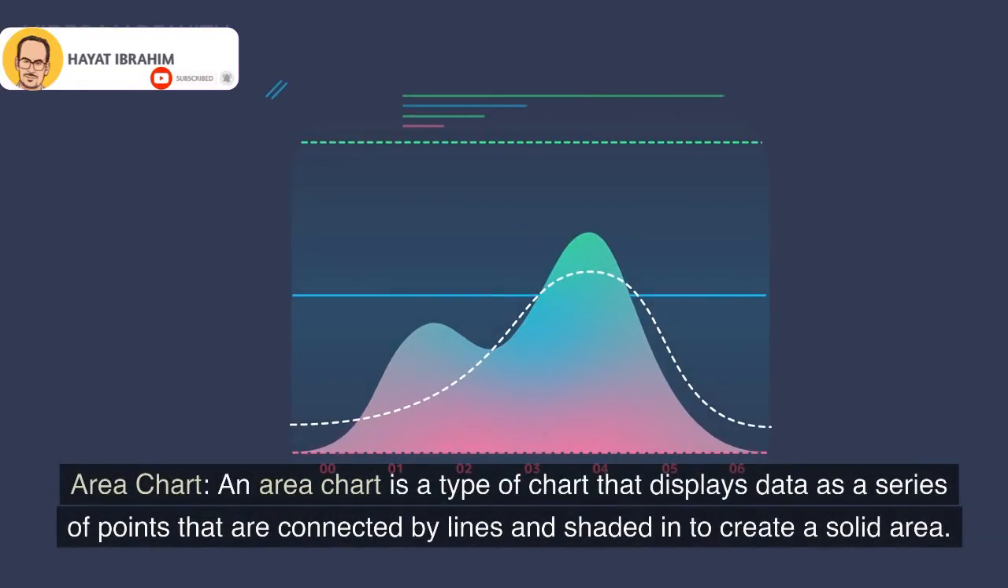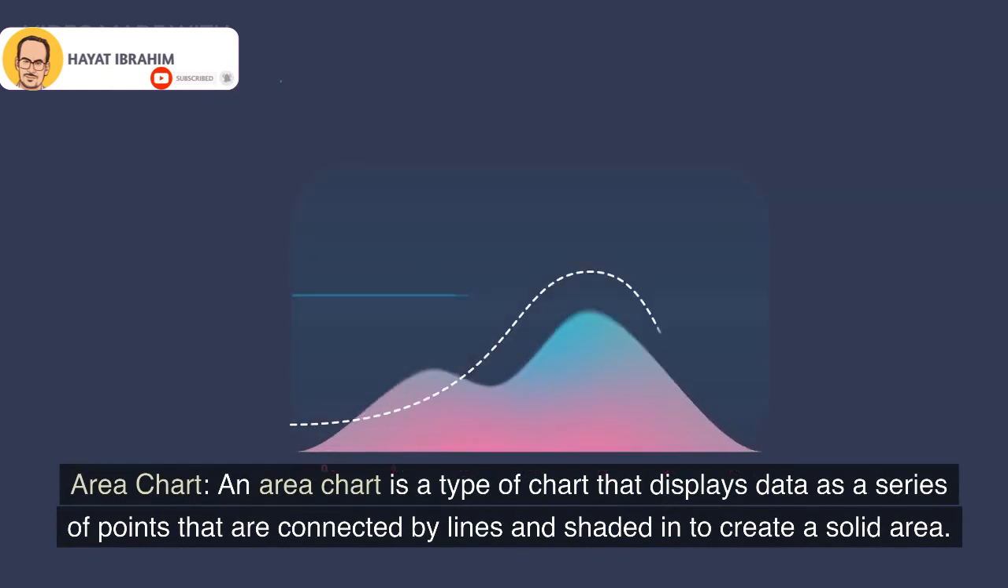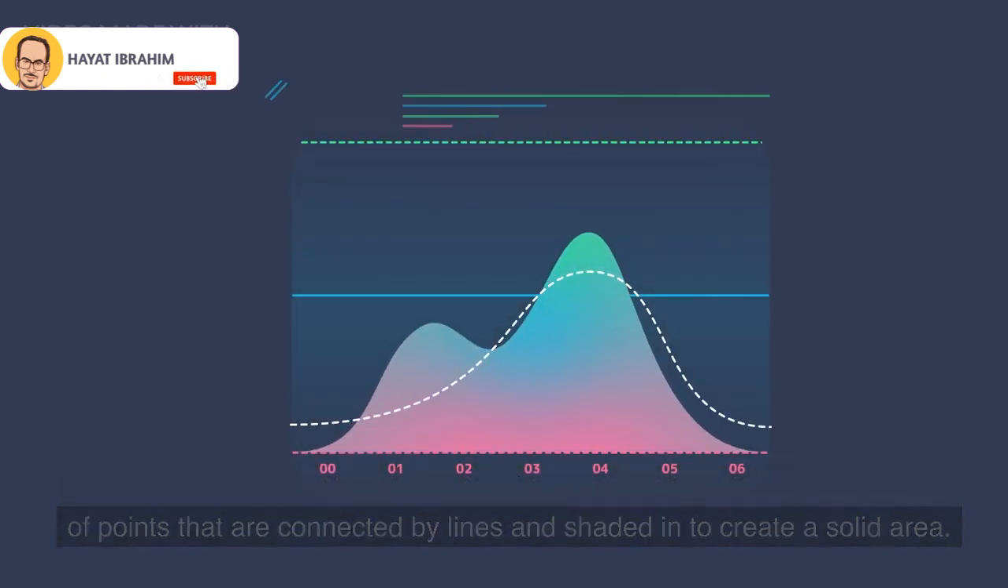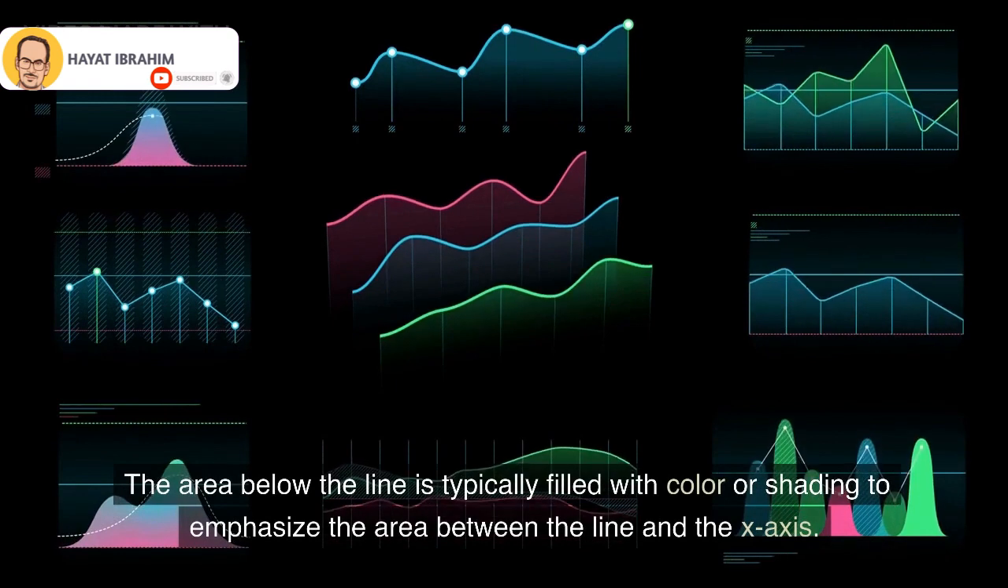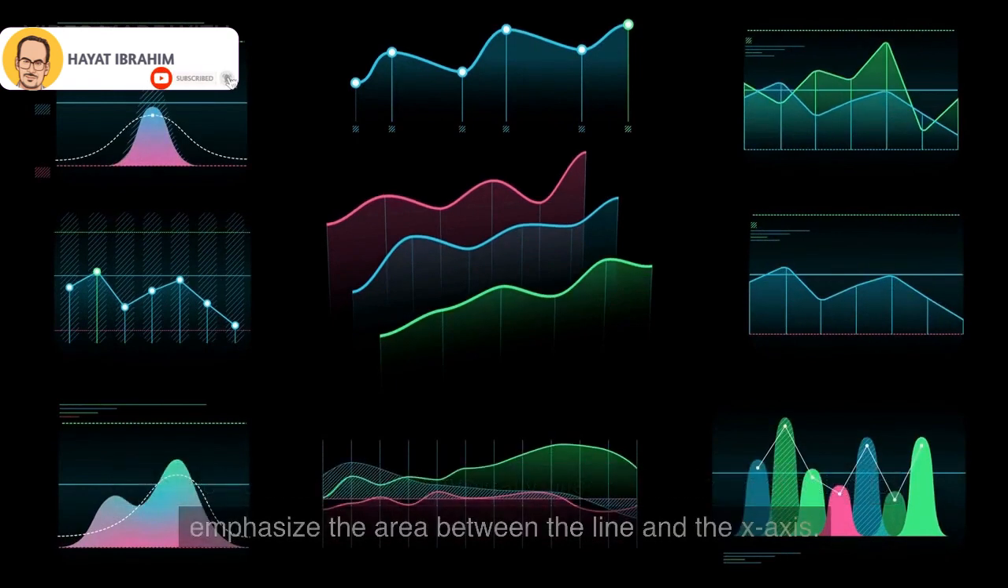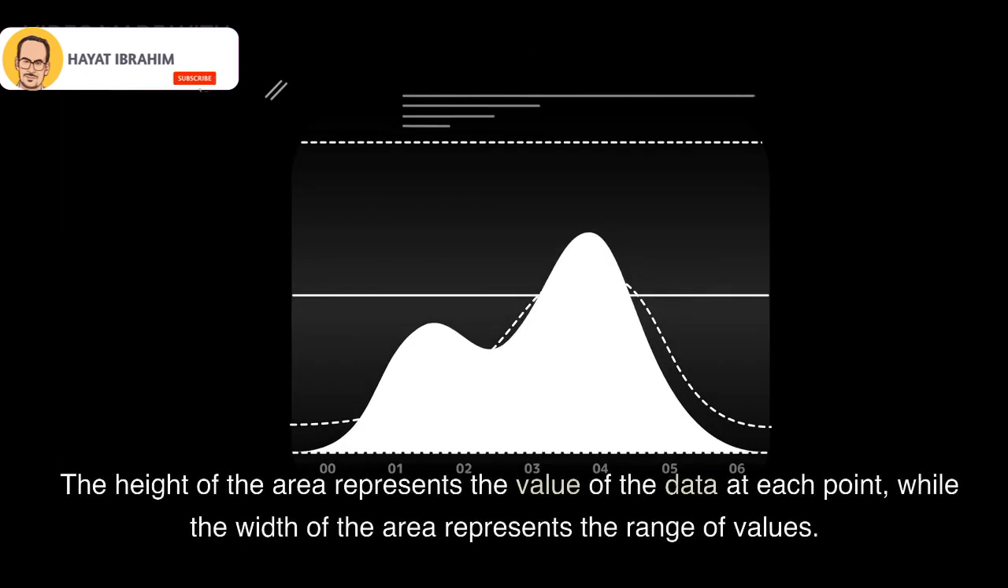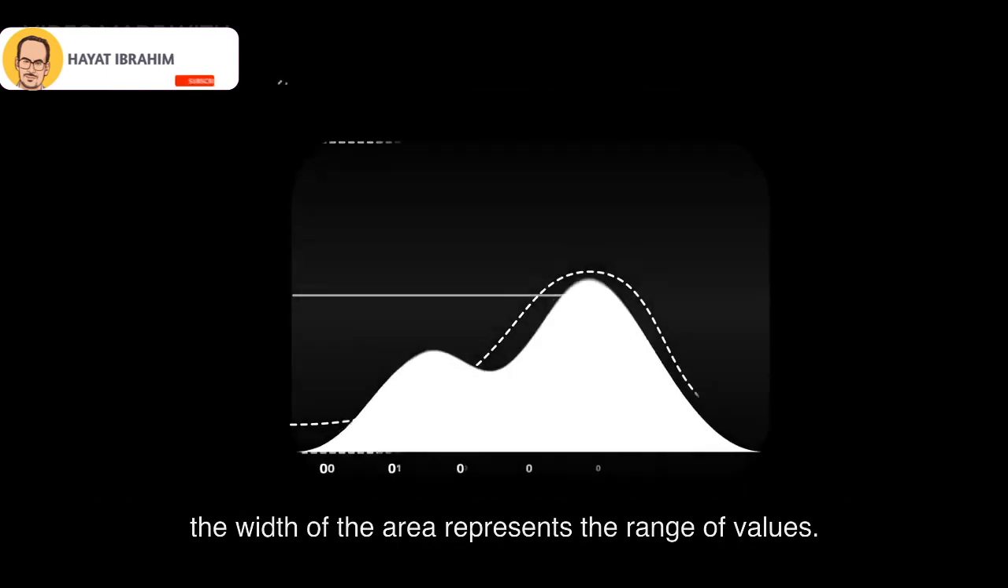Area chart. An area chart is a type of chart that displays data as a series of points that are connected by lines and shaded in to create a solid area. The area below the line is typically filled with color or shading to emphasize the area between the line and the x-axis. The height of the area represents the value of the data at each point, while the width of the area represents the range of values.